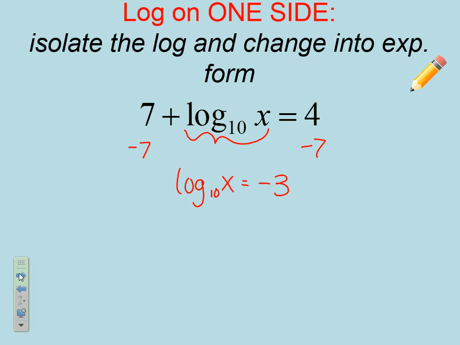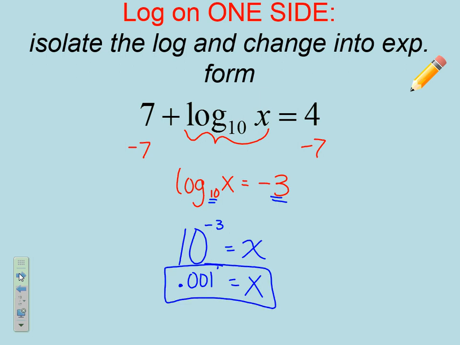Now that I've done moving what I can here and done isolating, I need to write what this means. Remember that every log represents an exponential equation as well. So 10 is the base. 10 to what power? Negative 3 equals the x. So 10 to the negative 3 power, you can type that in. You can write it as a fraction if you want to, or a decimal. X would equal 0.001 or 1/1000th. So this is what x equals.